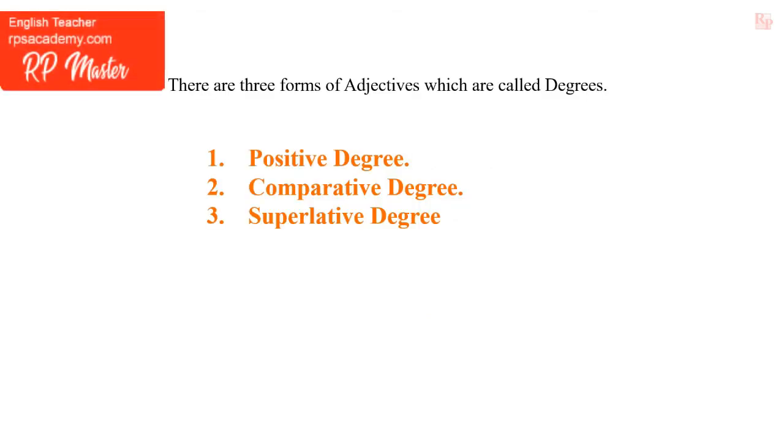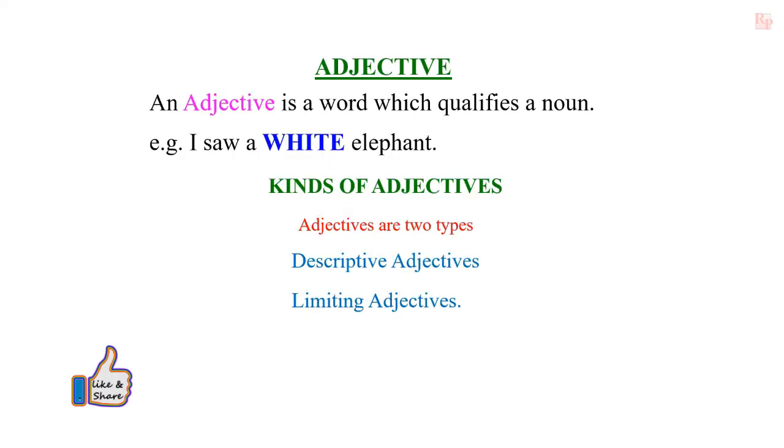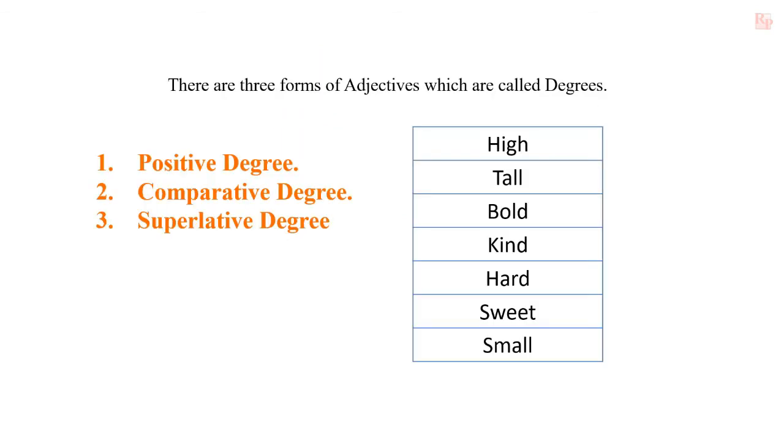There are three forms of adjectives which are called degrees. Those are positive degree, comparative degree, and superlative degree. In the previous videos, you came to know that an adjective is a word which qualifies a noun, and also about the different kinds of adjectives. Here are some examples for adjectives: high, tall, bold, kind, hard, sweet, small.